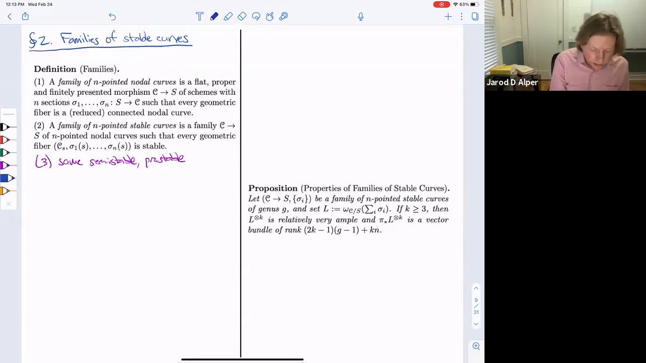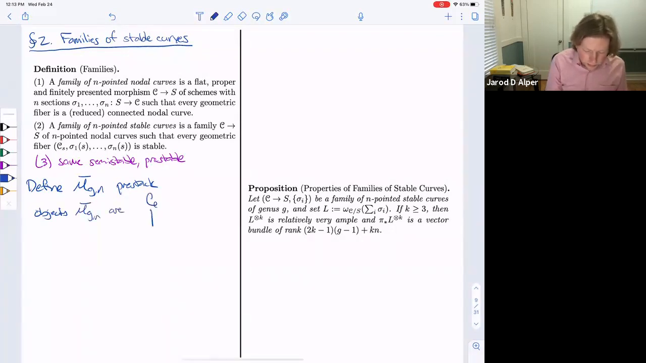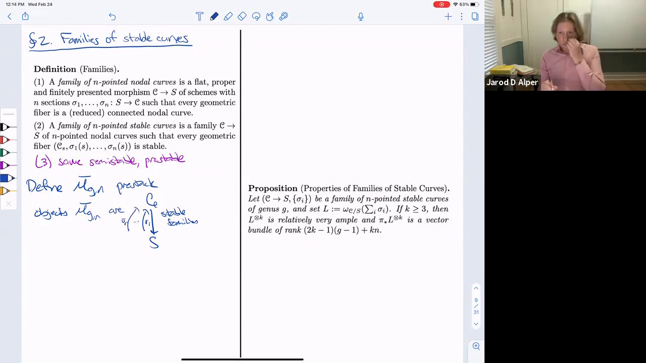But now that we have this definition, we can define M_{g,n} bar as the pre-stack where the objects of M_{g,n} bar are families of stable n-pointed curves, that is, stable families with n sections.